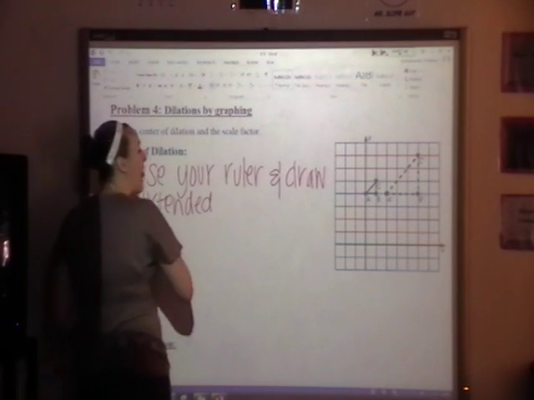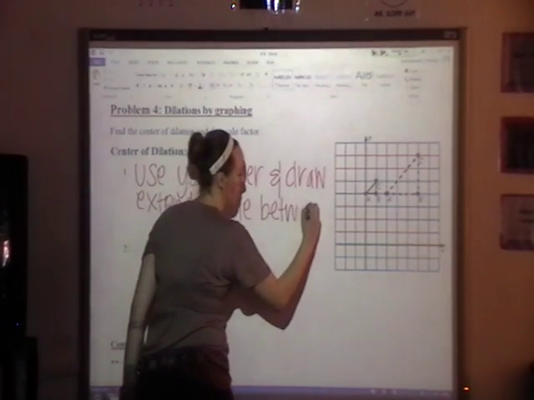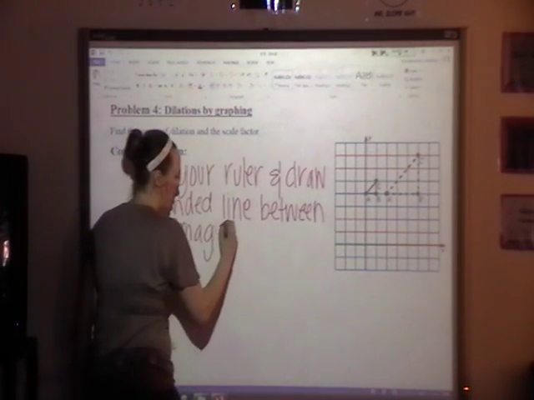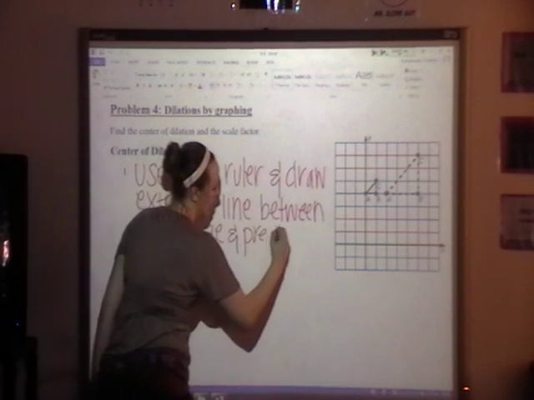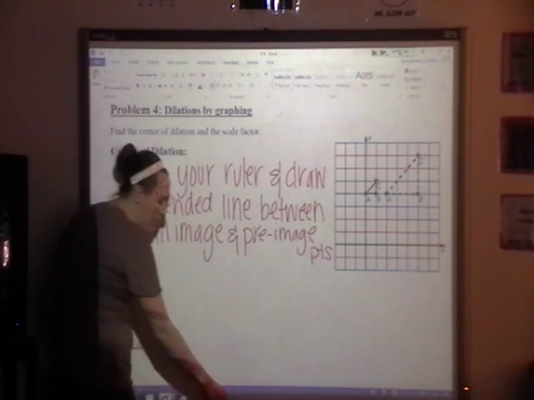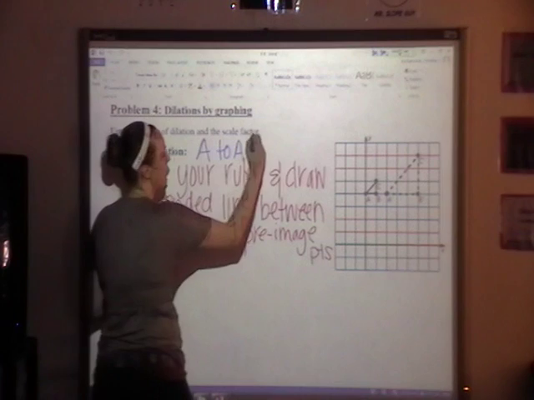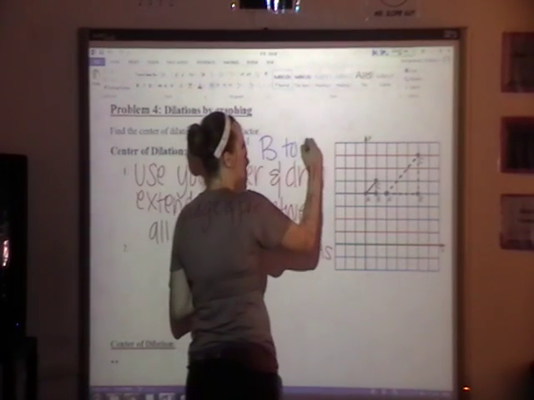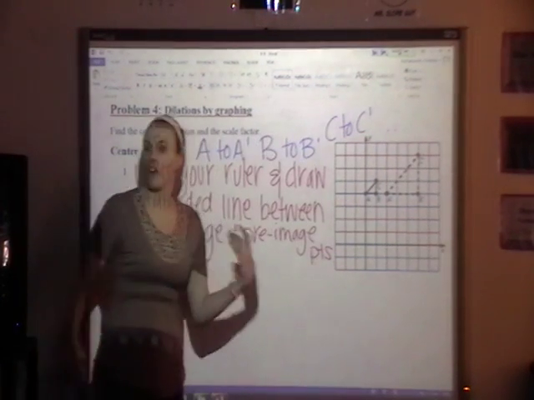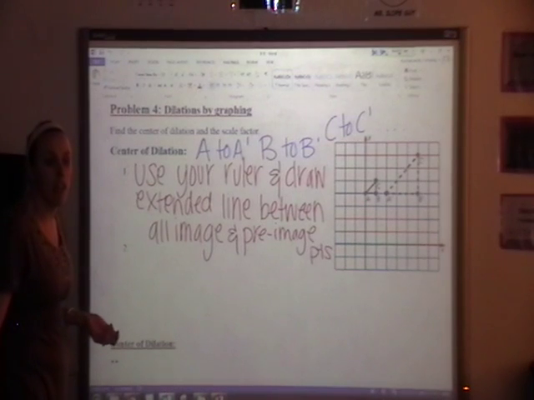So you're extending a line between image and pre-image. You're going to extend a line from A to A prime, B to B prime, C to C prime, and so on and so forth, depending upon how many sided figure I give you.